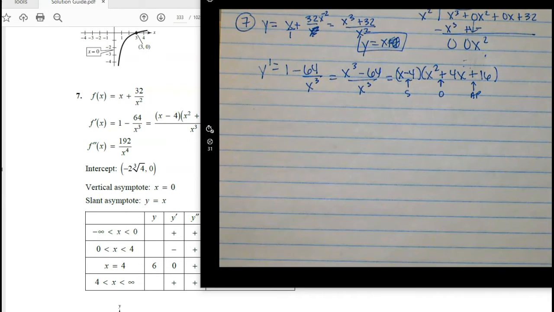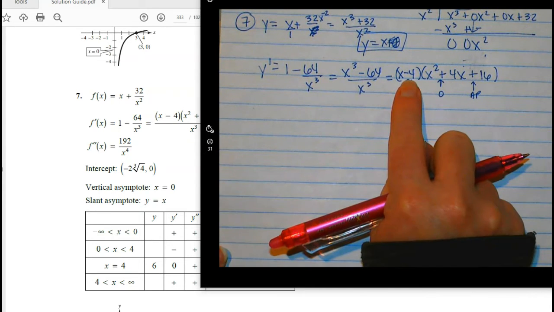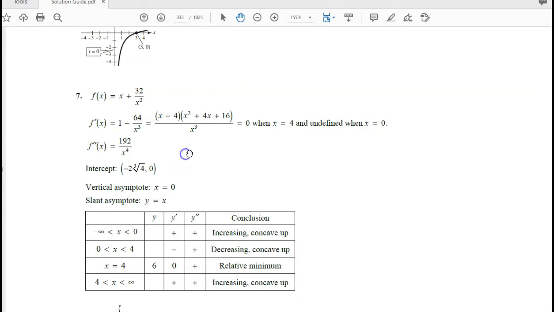SOAP, remember that? Okay, so then when you solve this, this is where they got the 4, x equals 4, it equals 0, but this part would be imaginary, just how it works out. You could actually do the quadratic formula and find that out for yourself, but it is imaginary. X equals 4 is a critical number, and x cannot equal 0, so that's also a critical number. That's why they have undefined here.